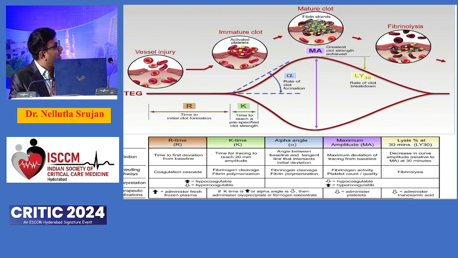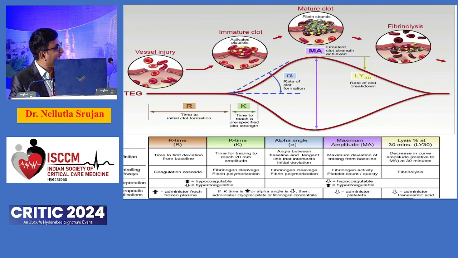Then comes the alpha angle, which is the rate of clot formation, the angle between the baseline and the tangent of the curve, and it reflects fibrinogen cleavage and fibrin polymerization. The normal angle is 50 to 60 degrees, and if the alpha angle is abnormal, you need to administer cryoprecipitate or fibrinogen concentrate. Then comes the maximum amplitude, which is the greatest clot strength achieved, and the pathways involved are fibrinogen activity and platelet quality.